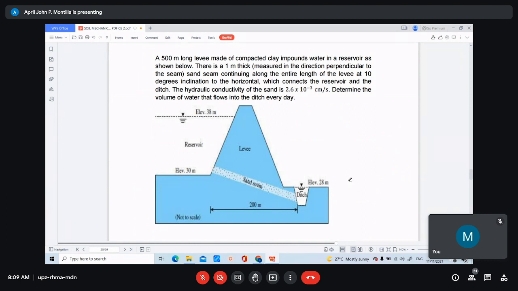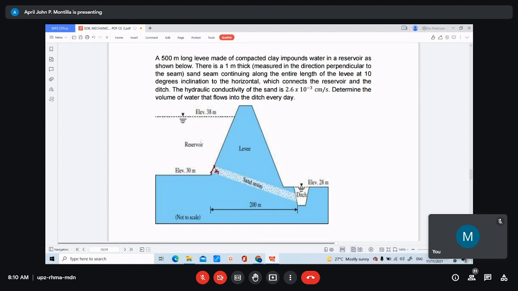So, analyze natin yung mga binigay na parameters. Meron daw tayong 500 meters na length ng levee. Yung length, hindi natin nakikita dito kasi nga 2-dimensional yung figure. Pero kapag gagawin natin 3-dimensional, nandyan yung length. Ito ay 500 meters. No? So, assume nyo na lang na nandun yung 500 meters, which is perpendicular to this figure. Kaya hindi natin nakikita. And there is a 1 meter thick of the sand seam. Ito yung sand seam natin. This is 1 meter. Yung thickness.